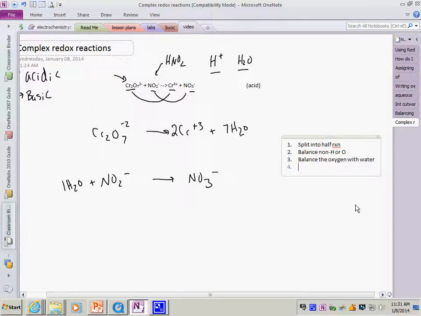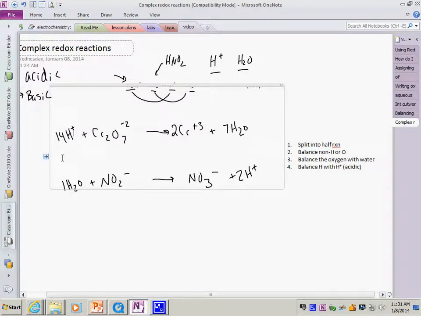All right, because you're in an acidic solution, you would balance the hydrogens with H plus ions. This is the only step that would differ between acidic or basic reactions. So here we have 2 hydrogens, and therefore we have to add 2 H plus ions to this side. And I have 2 times 7 is 14, nothing else here, so I'll add 14 H plus ions to this side.